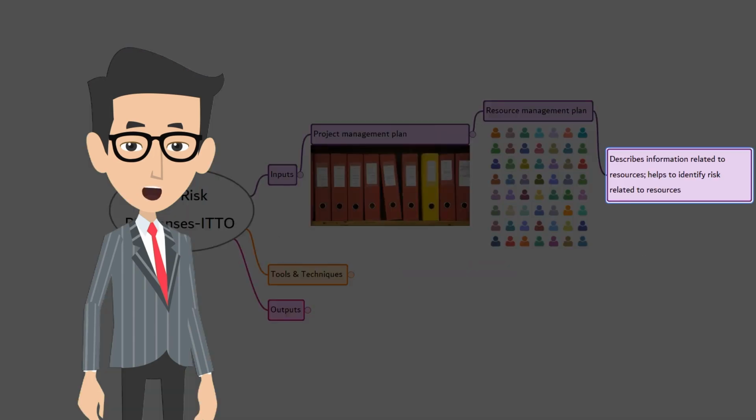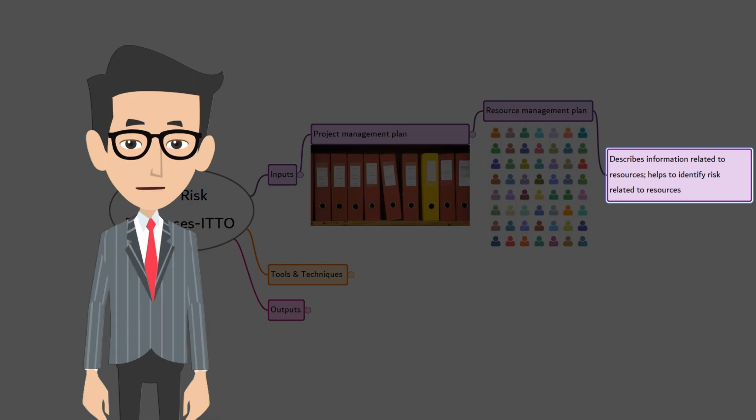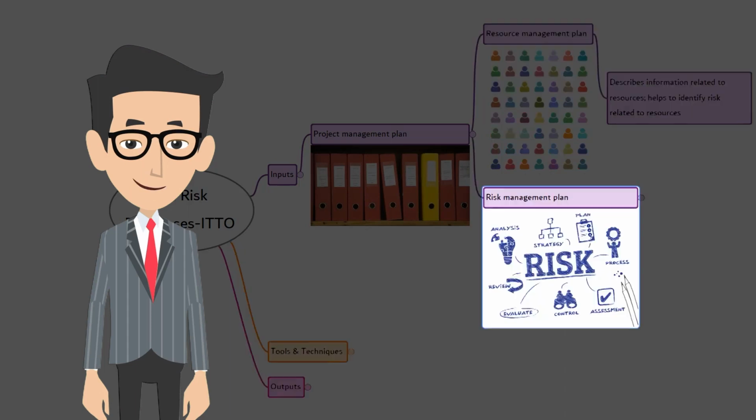The resource management plan describes what resources are needed for the project, identifies the resources available to the project, outlines assumptions related to the resources, and explains how resources will be managed. Knowing this information will help you to identify risk related to resources and assign allocation of resources to risk responses. So, naturally, it becomes an input.